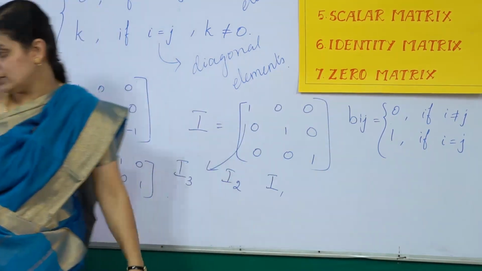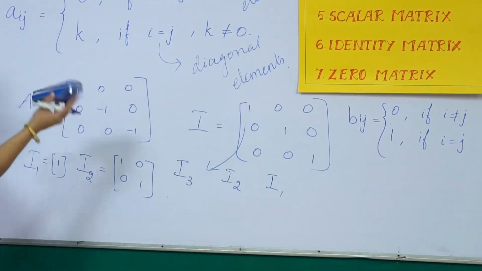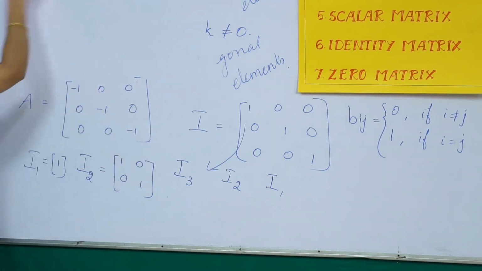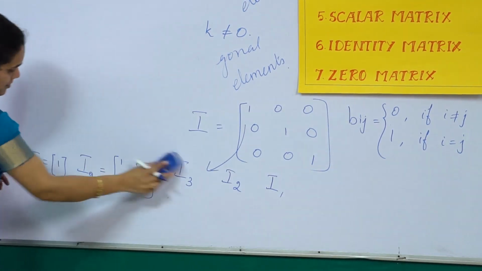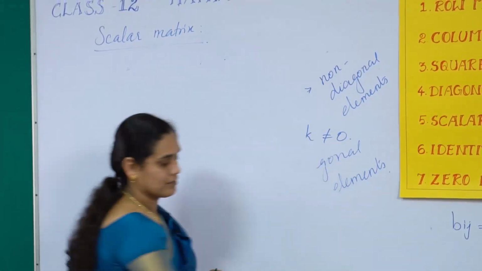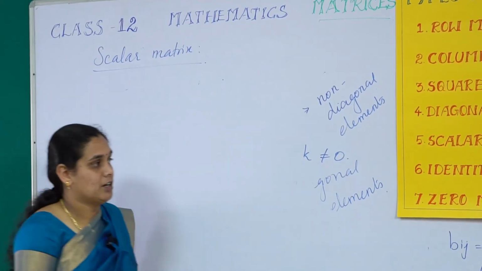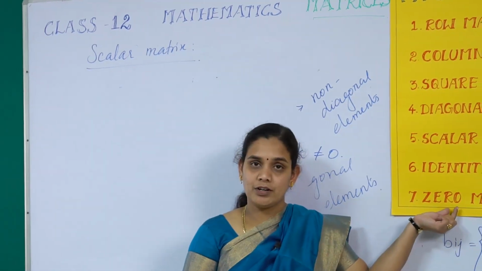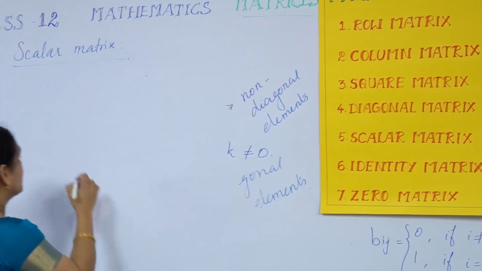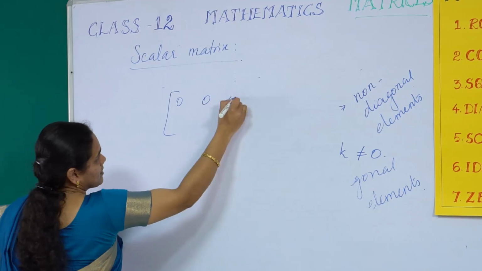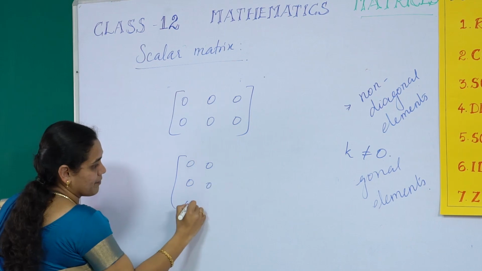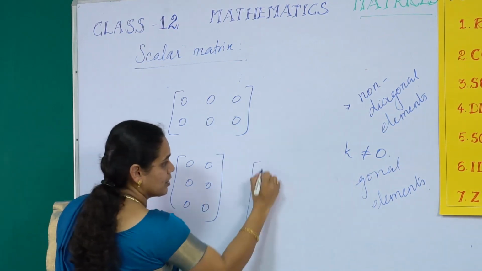Then next we will move on to the 0 matrix. The name itself defines what it could be. So the 0 matrix will have all the elements equal to 0. And is there any rule that it should be of a particular order? No, it doesn't have any rule like that. It can be of any order. See, it can be like this, or it can be like this, or it can be like this.